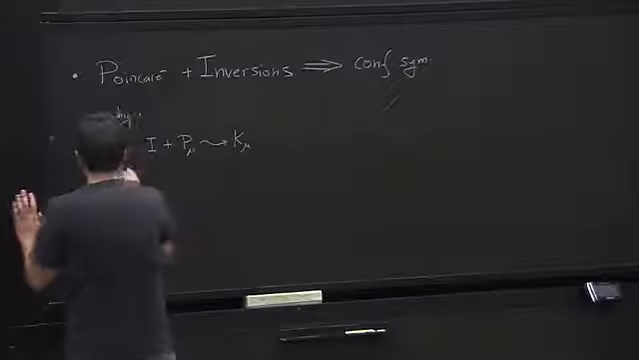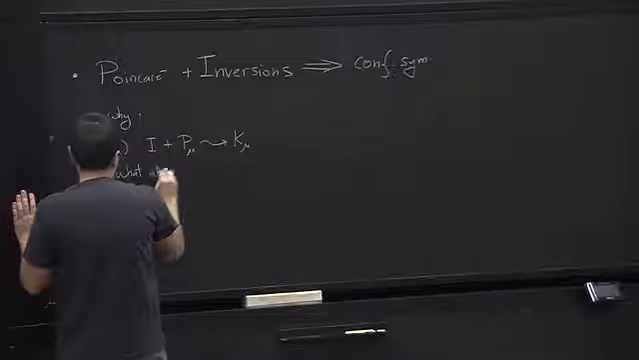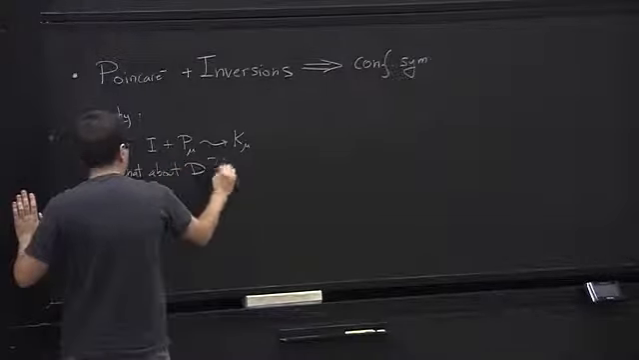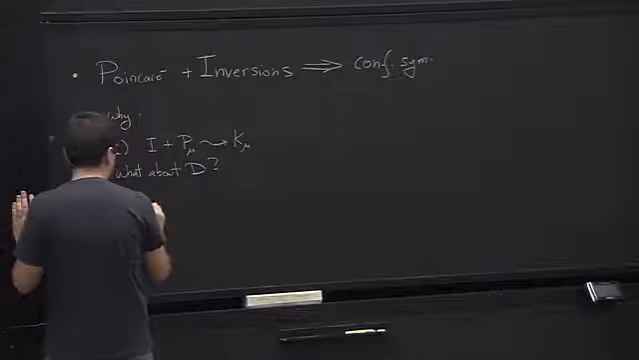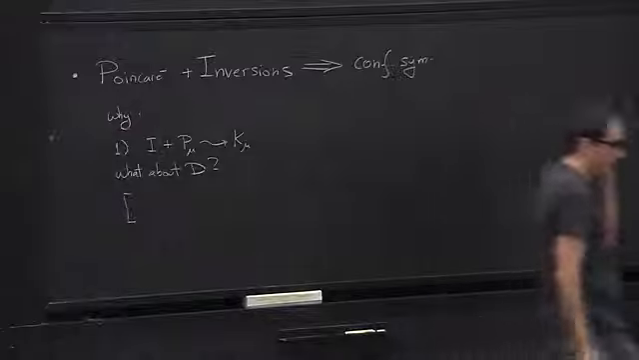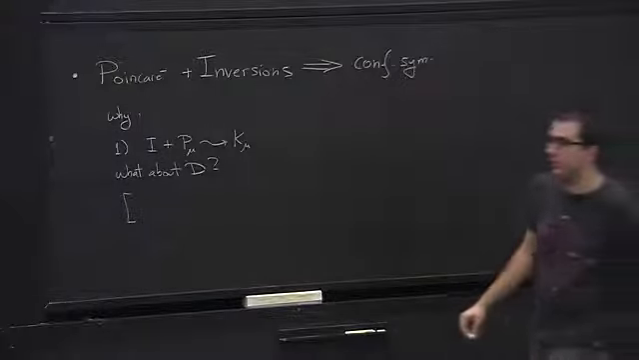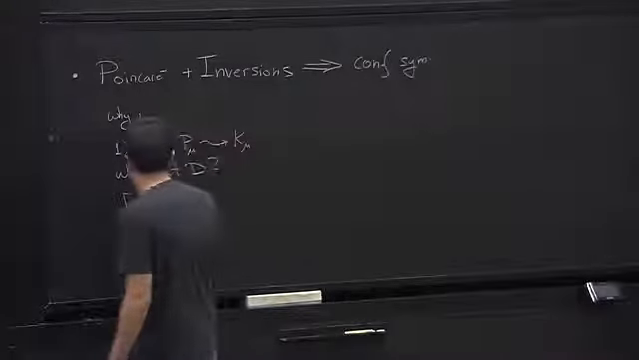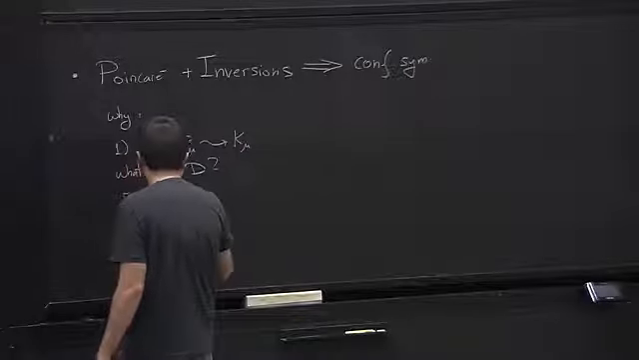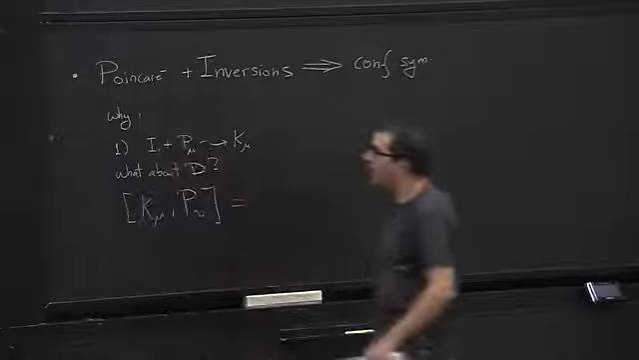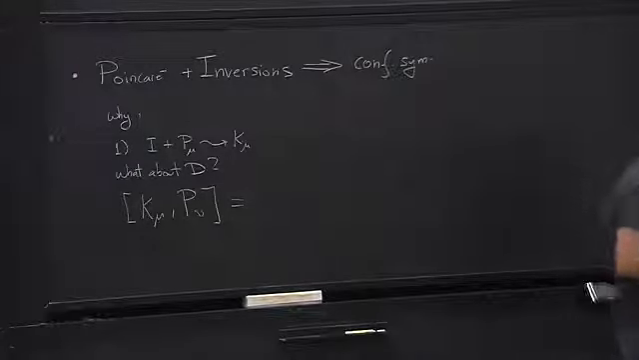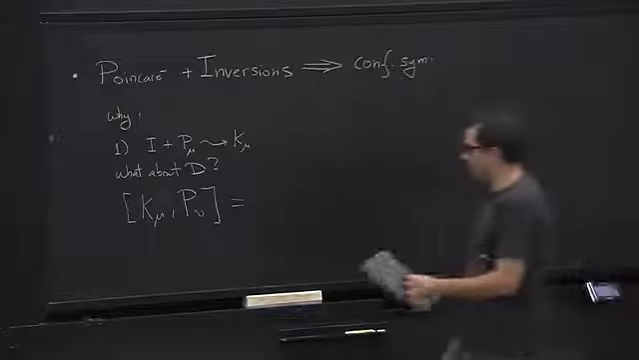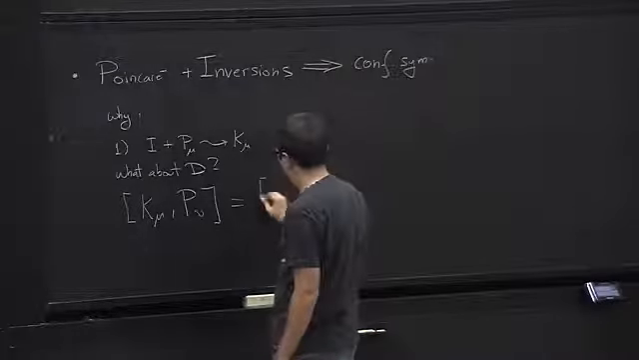Okay. So what about D? Well, just to practice a bit, let's work out some commutator between, say, K mu and P mu. I encourage you to compute the other commutators. It's kind of a useful exercise. But let's compute this one to see what kind of algebra the conformal group is. So what kind of algebra are we dealing with? Well, let's compute it.